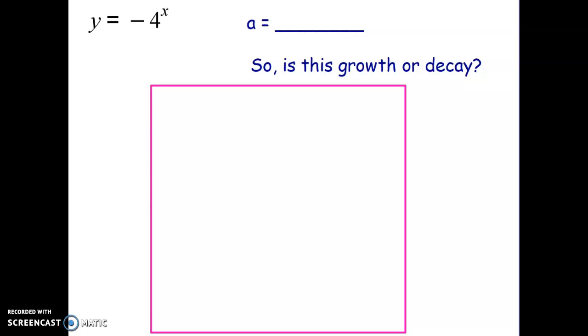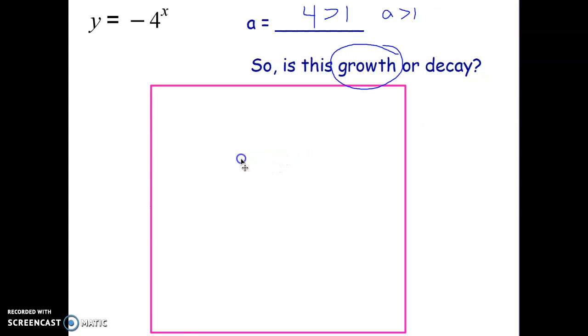Okay, so here's one we didn't do in Algebra 2. Here we have -4 to the x. Okay, so we're going to not focus on the negative right now. We're going to focus on the 4. A in this case is going to be 4. So 4 is greater than 1. So does this make this a growth graph, or does this make this a decay graph? Well, it's going to be growth, right? When A is greater than 1, and in this case A is 4, which is greater than 1, this graph is going to be growth.